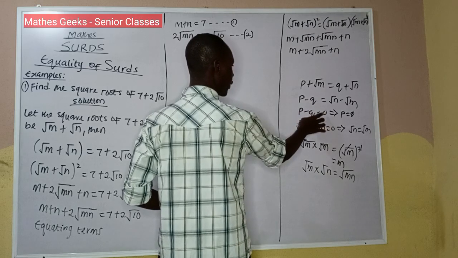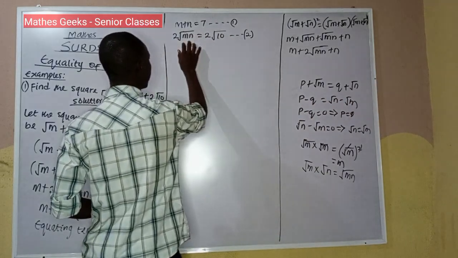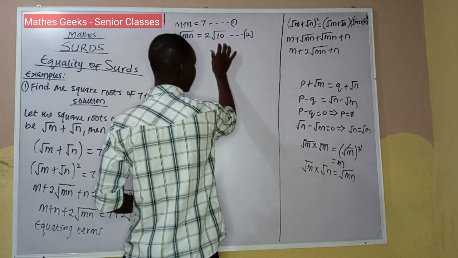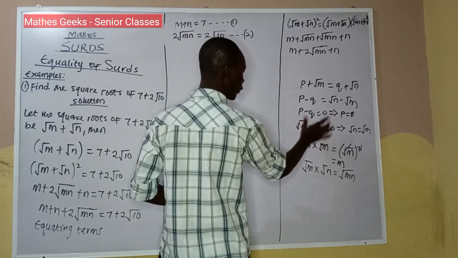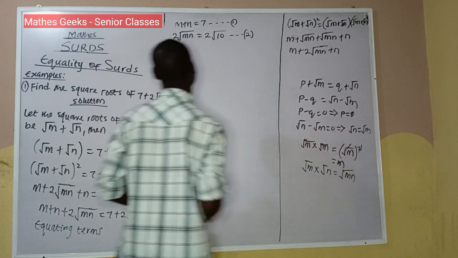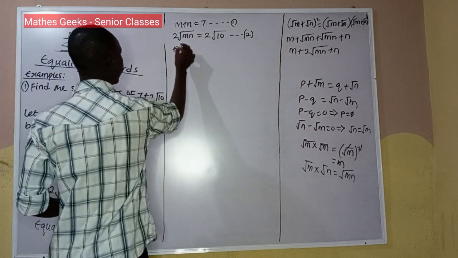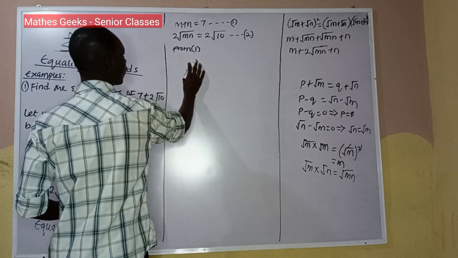Okay, p minus q is equal to 0. P minus q is equal to root n minus root n. So 2 root mn is equal to 2 root 10. And then finally, p minus q is equal to 0, root n minus root n is equal to 0.